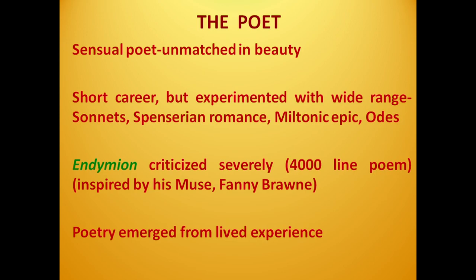He wrote Endymion, which was a massive project. Each part was 1,000 lines, and 4 parts of the poem became a 4,000 line poem. It was inspired by Fanny Brawne, his muse, and it was about the love of the moon goddess for a mortal shepherd. So you find in this particular poem there's a lot of idealism in it. You find in the beginning that Keats tried to look at all that is very beautiful and positive in life.